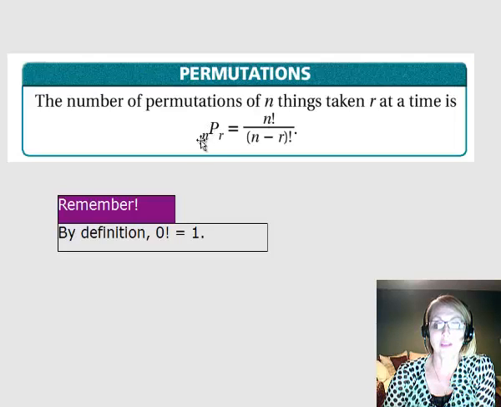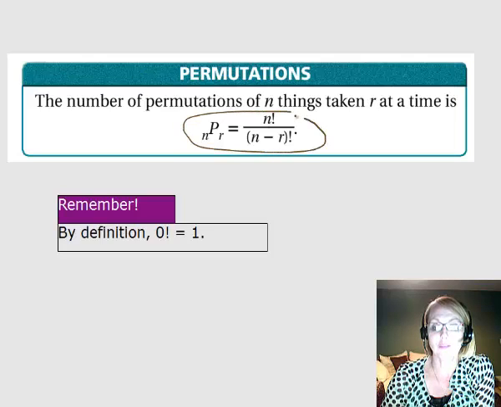Permutation of n things taken r at a time is n factorial over the factorial of the difference of n and r. Make sure you write this down in your notebook or someplace you keep it. This you will use throughout college.